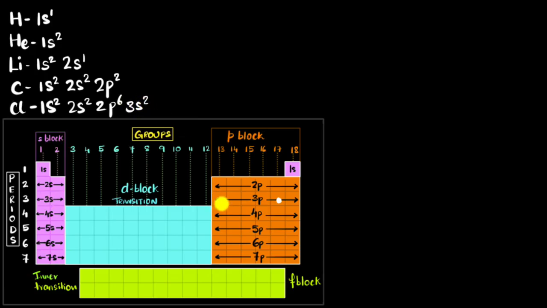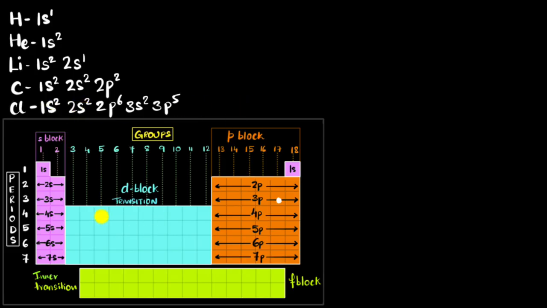And then finally we come to 3p. 3p, 1, 2, 3, 4, 5. It's 5 squares to the right in the P block, so it's 3p5. And now we can check. Chlorine has a total of 17 electrons. So let's check that. 5 plus 2 is 7, plus 6 is 13, plus 4 is 17. And there you have it.